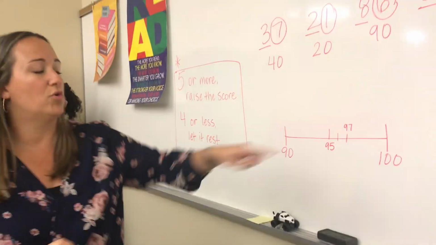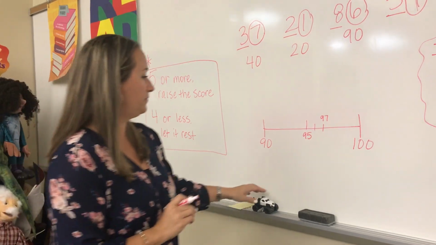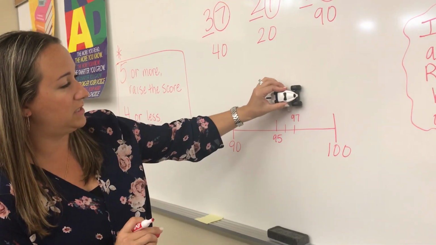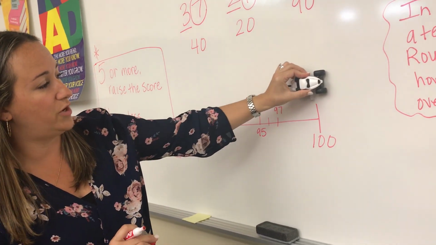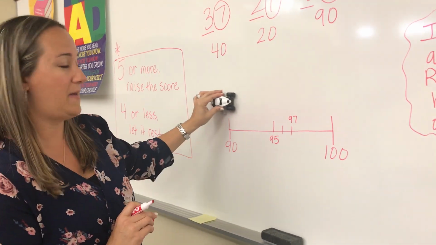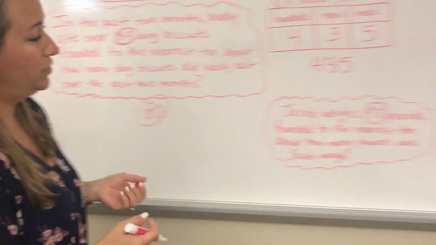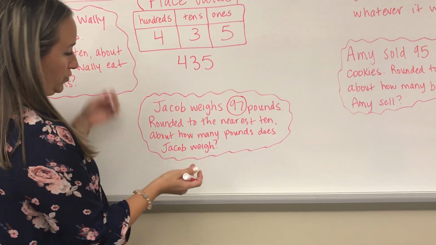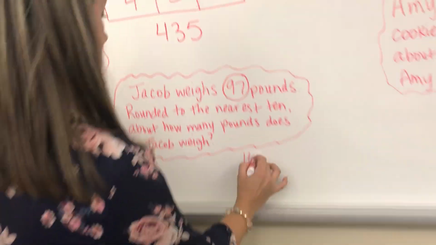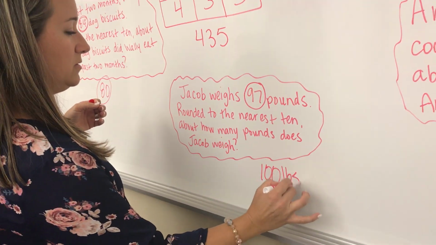So if it's 5 or more, we're going to raise the score. Also, if we take the car out to see, it's much less to get to 100 than it is to get back to 90. So the answer for this problem would be Jacob weighs about 100 pounds.